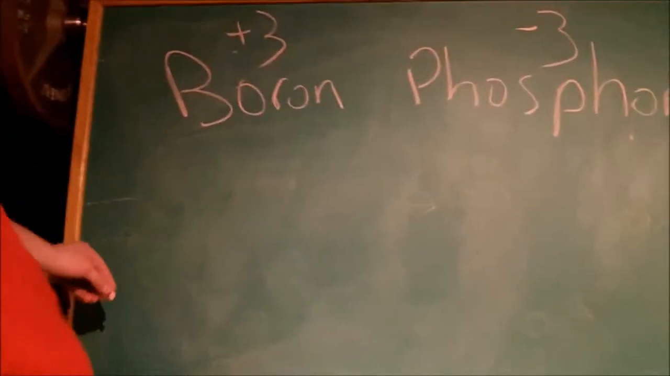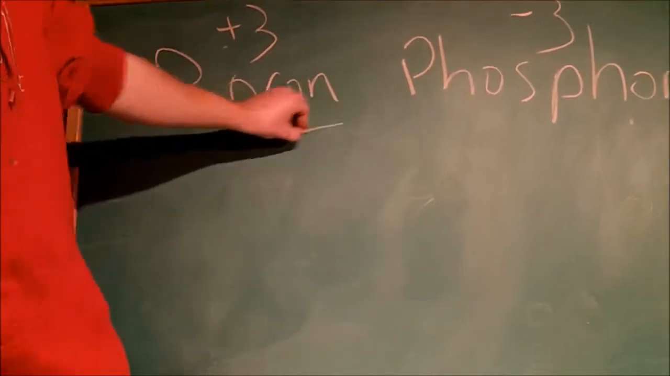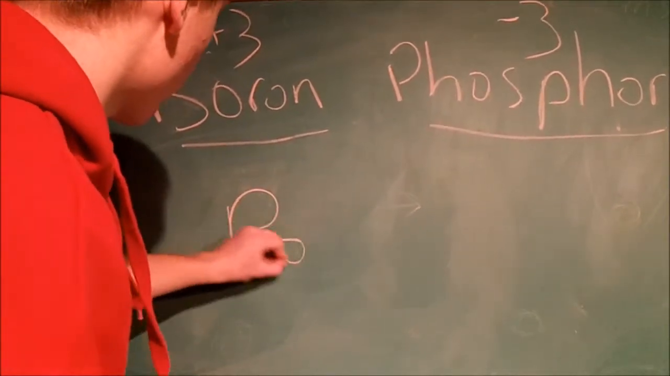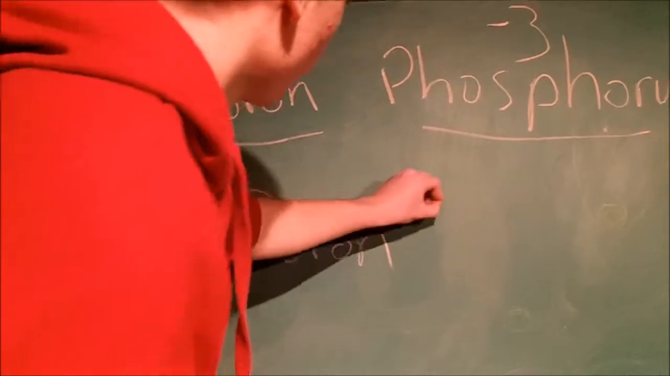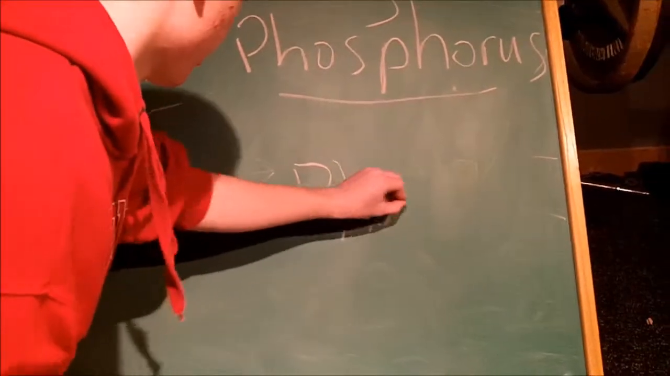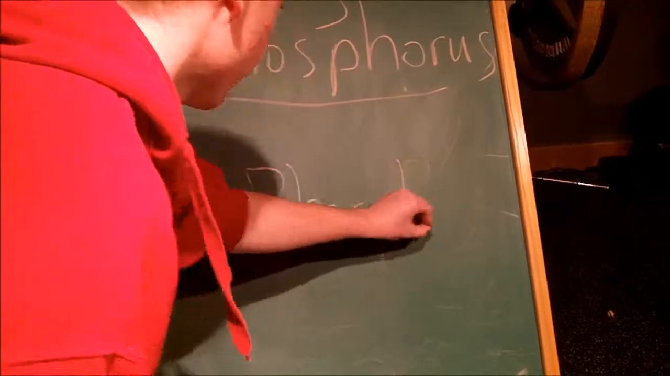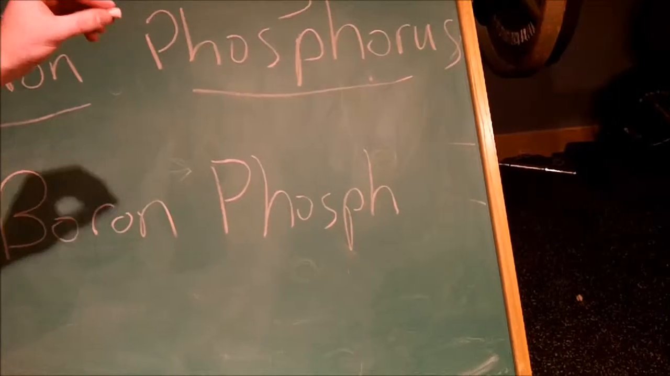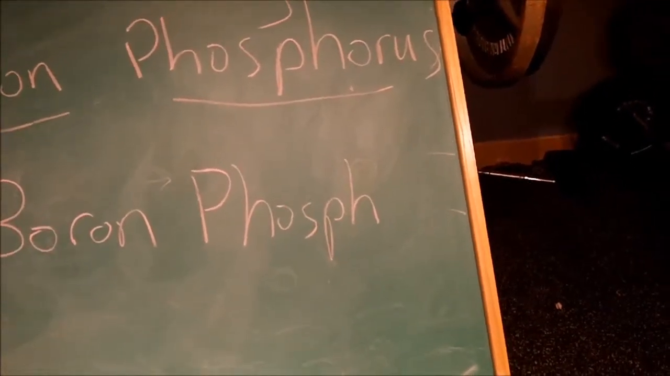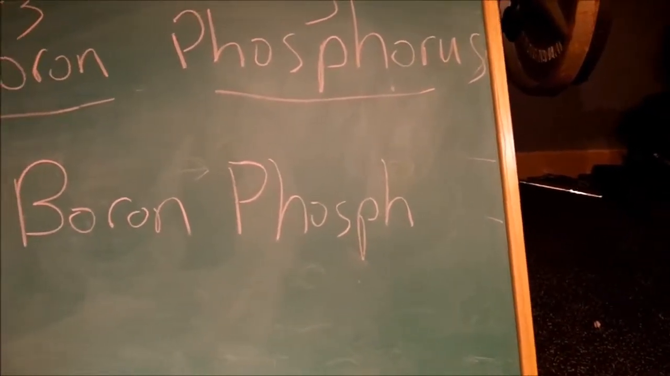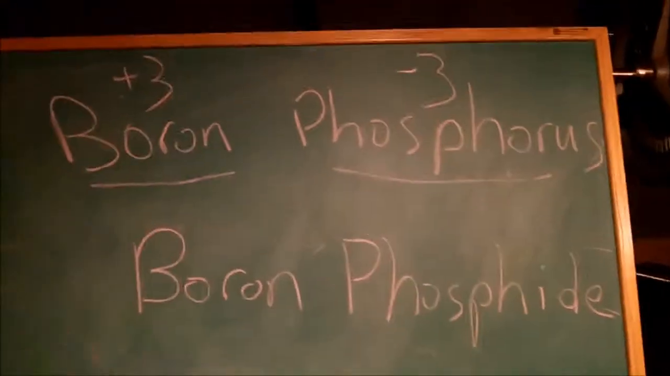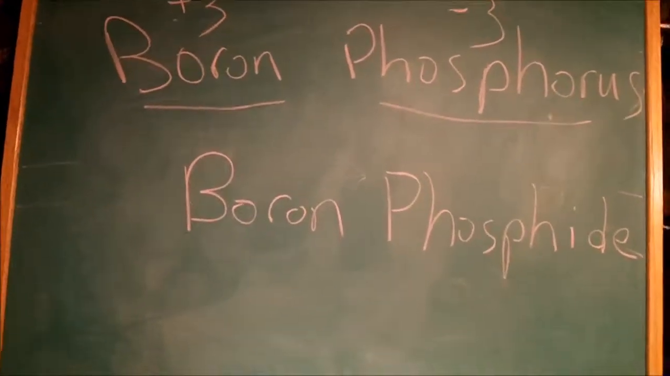This is how you name a compound. First, you take your positive element, and then your negative element comes second. So we would write boron, phosphorus, but you just leave it at the PHOSPH because you have to add IDE, and whatever makes sense and sounds good on the word is usually what it is. So boron and phosphorus compound would be boron phosphide.